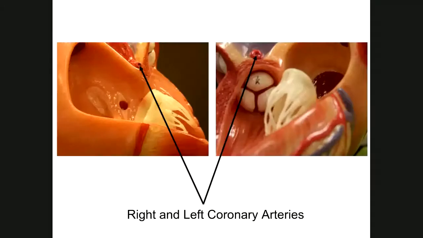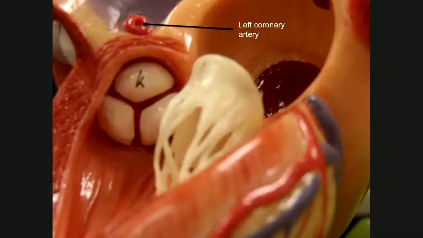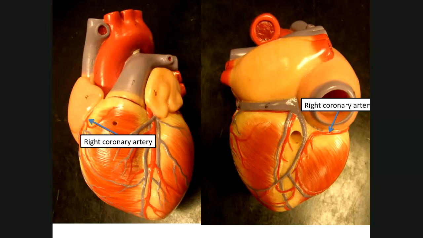And then if you look at it on the heart model, look, you get smaller branches. There's thousands of these tiny little branches because they've got to feed all of this muscle. So it's going to get smaller and smaller and smaller until we get down to the muscle itself.